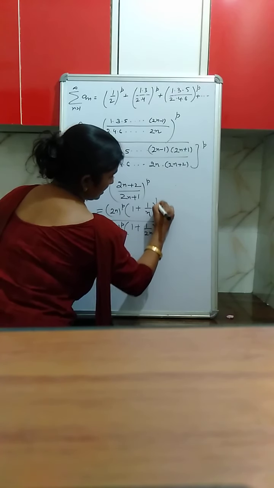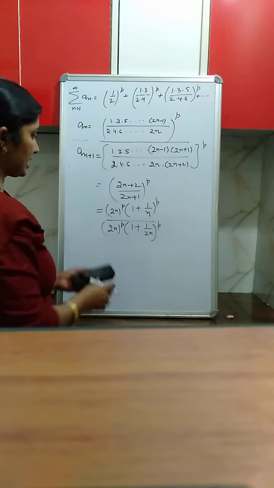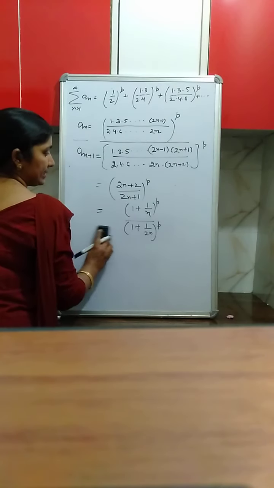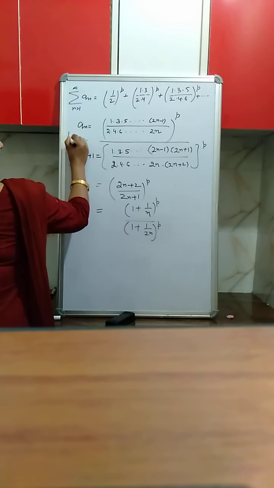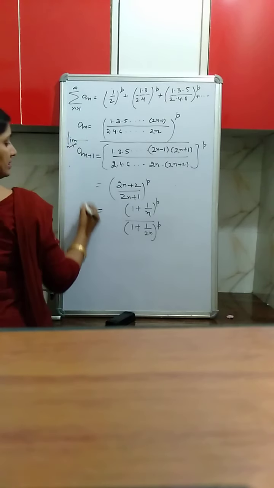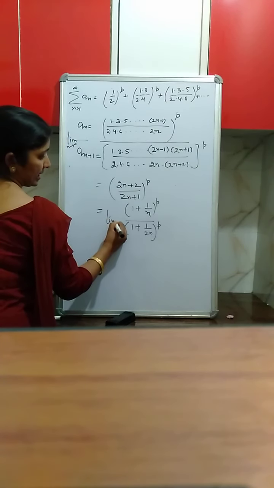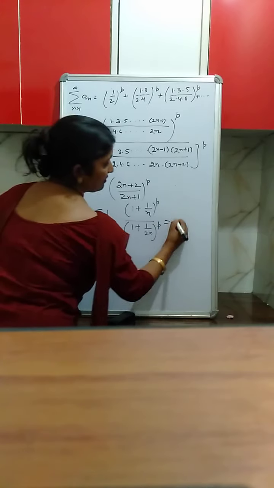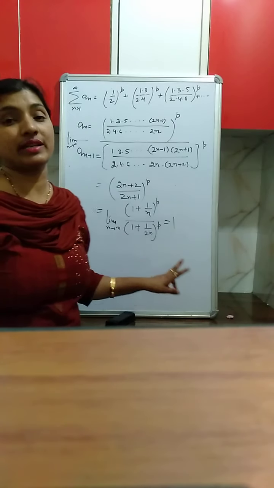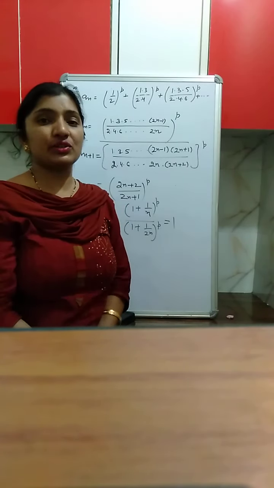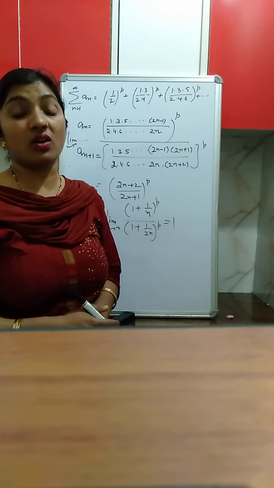Whole raised to the power p, whole raised to the power p. It will get cancelled out, and then we take the limit as n tends to infinity. It will be 1, and therefore the ratio test fails. So when the ratio test fails, let us apply the Gauss test.